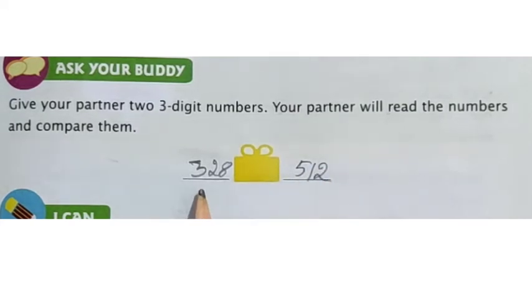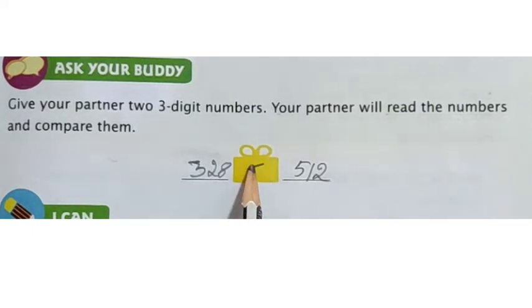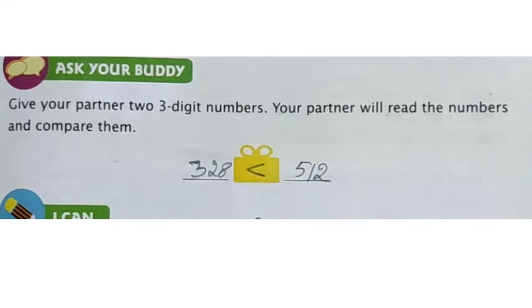Now here compare the hundreds place. Both are 3-digit numbers. In a 3-digit number you have to compare the hundreds place. Here it is 3 and here it is 5. So 3 is smaller than 5. So 328 is less than 512.